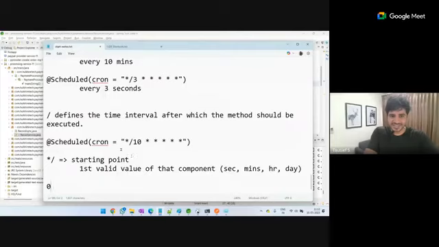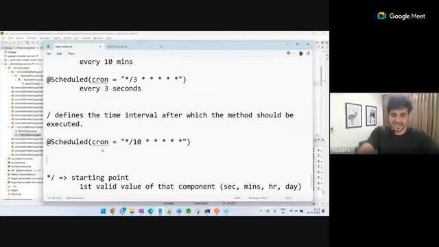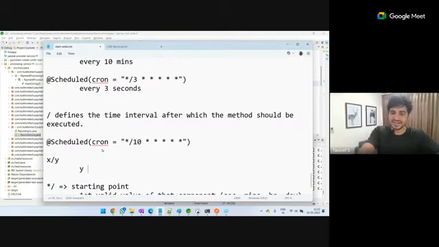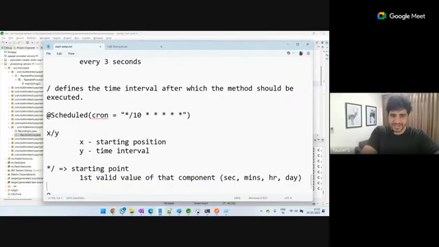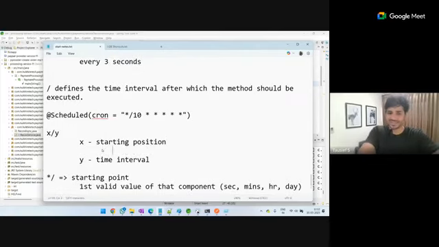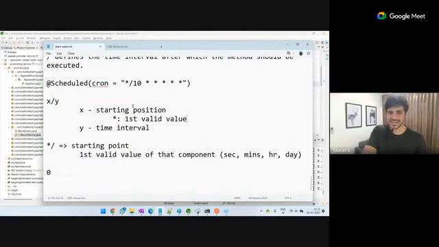So when you define a syntax like x/y, here y defines the time interval when it should run, and x defines the starting position. And in place of x, if you write star, it means the first valid value. What does this mean? Which is the first valid value for seconds? It is nothing but 0.